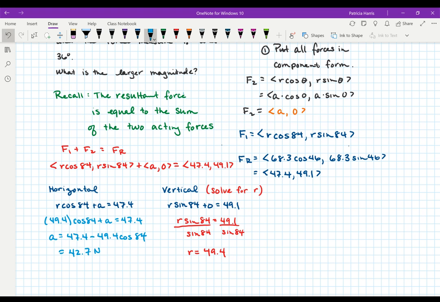Okay, now the question on the slide wants to know what is the larger magnitude. So 49.4 is the larger magnitude.